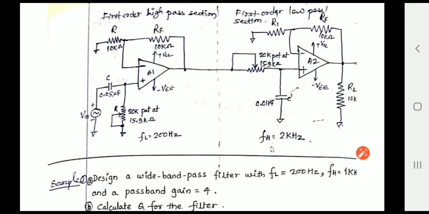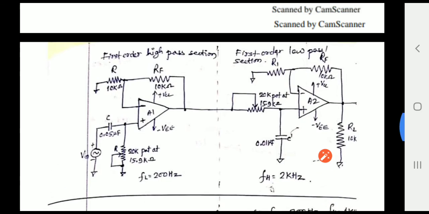From this we can say that the gain of this circuit remains constant between 200 Hz and 2 kilohertz. The rest of the time, the output of this circuit reduces to 0. So this is about the wide band pass filter. If they ask you to write the explanation, you have to write the same explanation discussed in the previous video, based on the marks.